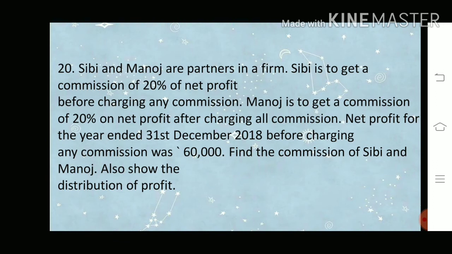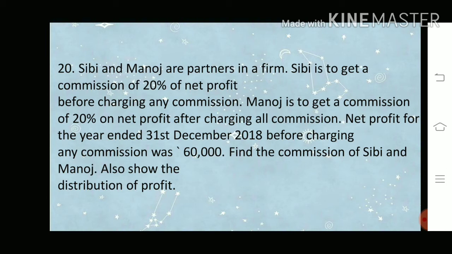Then next question number 20. Question is Sibi and Manoj. There are two partners in a firm. Sibi is to get a commission of 20% of net profit before charging any commission. Manoj is to get a commission of 20% on net profit after charging all commission. Students, ரெண்டு வித்தியாசமான பாயிண்ட்ஸ் இருக்குது பாருங்கள். There are two partners namely Sibi and Manoj.